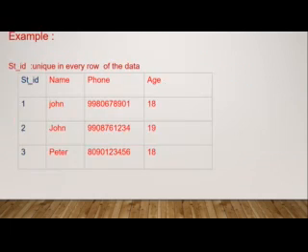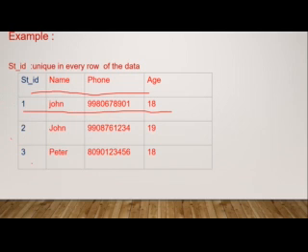Let's go for a small example where you can get clarity. Let's say the example of a student table: student ID, name, phone number, age. Here, in row 1, the student ID is 1 and the name is John, with a different phone number, and age is 18. Another student ID is 2, with the same name but a different phone number and a different age.